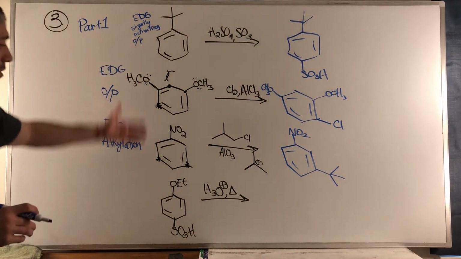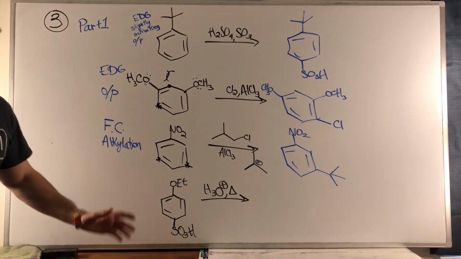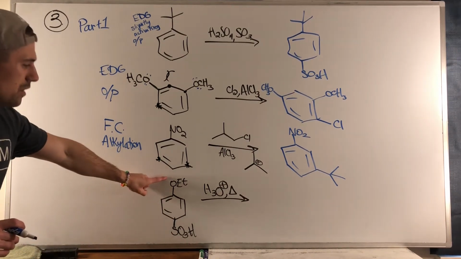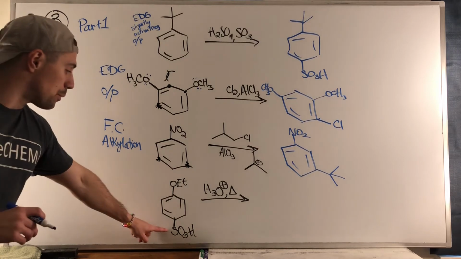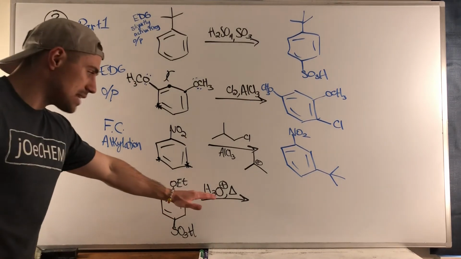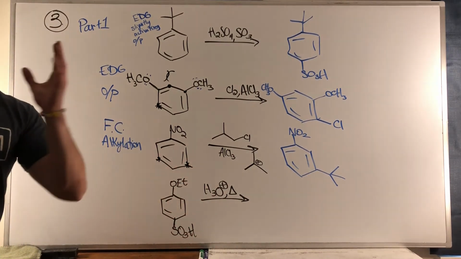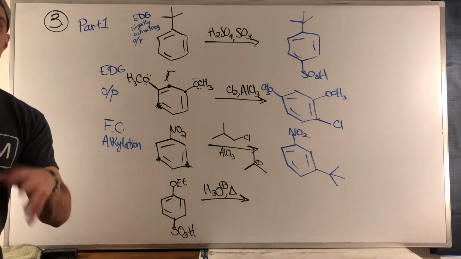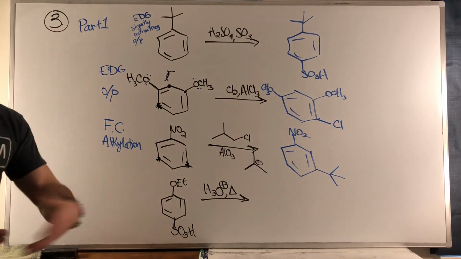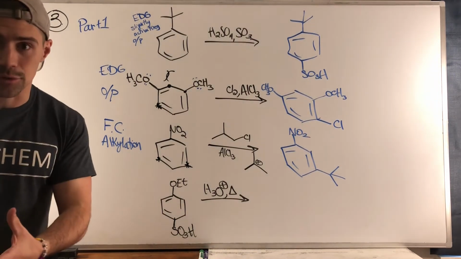You can see I didn't really space my stuff out that well. Down here, we have an ethoxy group, and we have a sulfonyl group, and you can see we just have acid and heat. So I'm hoping you remember that helper reaction. We know we can use sulfonyl groups as blocking groups, and that's amazing.